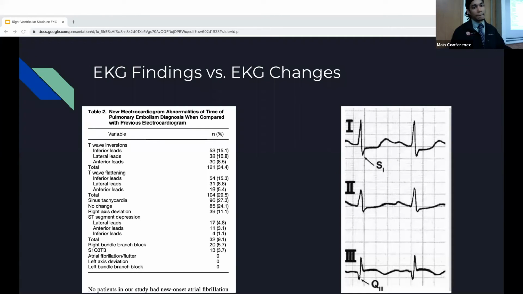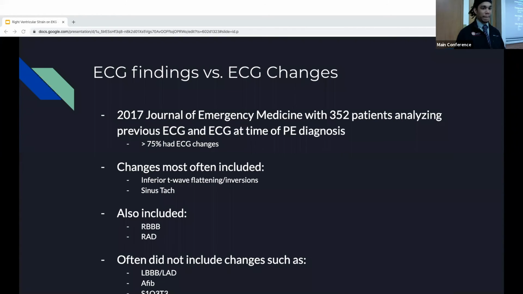Something I thought was interesting is that you didn't see any new left bundle in these patients with PE. No left axis deviation, and very seldom did you see AFib, A-flutter, or S1Q3T3. More often you saw T wave flattening, T wave inversions, and then right axis deviation and sinus tachycardia. So I think this study made me feel a little more comfortable with which EKG changes we see in patients with PE and RV strain. This is just summarizing this study.